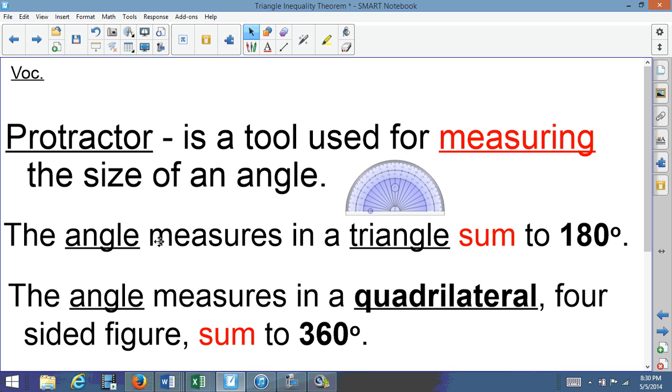The angle measures in a quadrilateral. A quadrilateral is a four-sided figure, and its angles sum to 360 degrees. So all four angles in a quadrilateral add up to 360. All measures in a triangle, all three angles add up to 180.